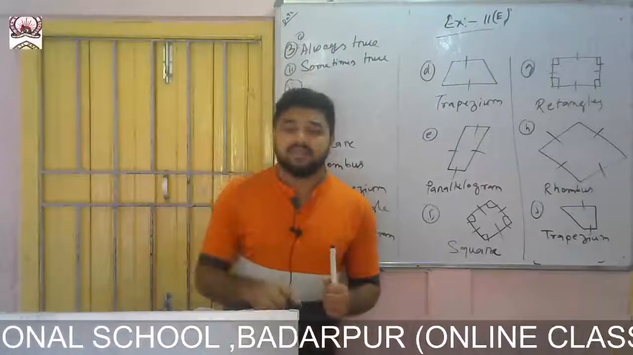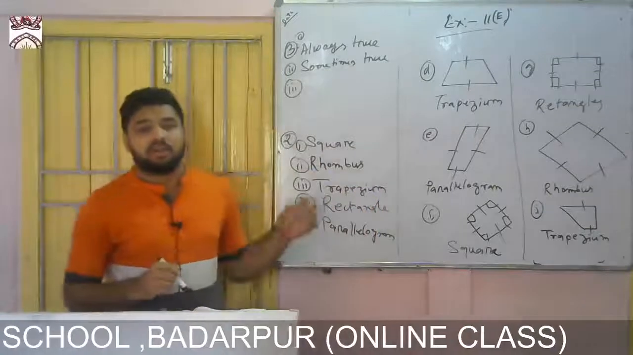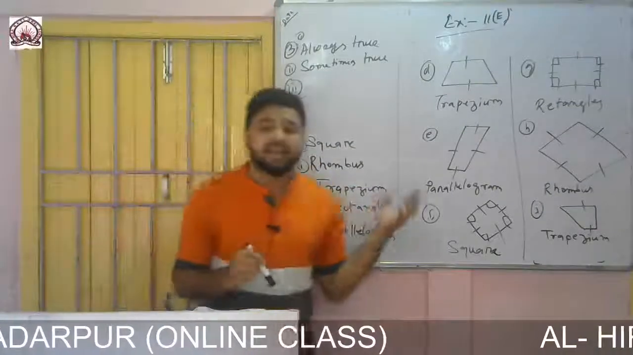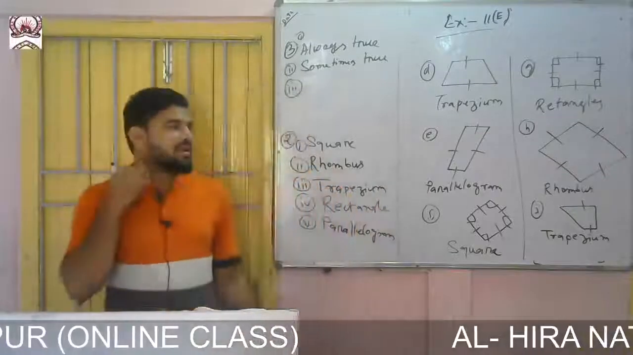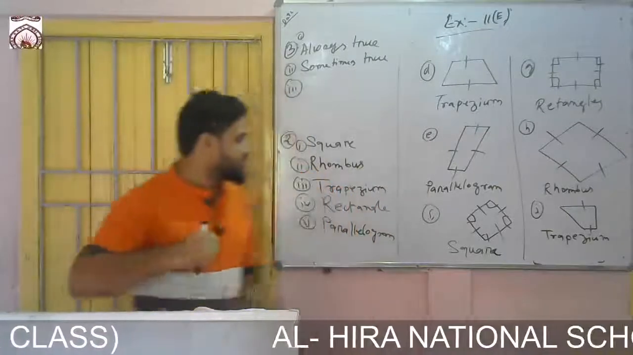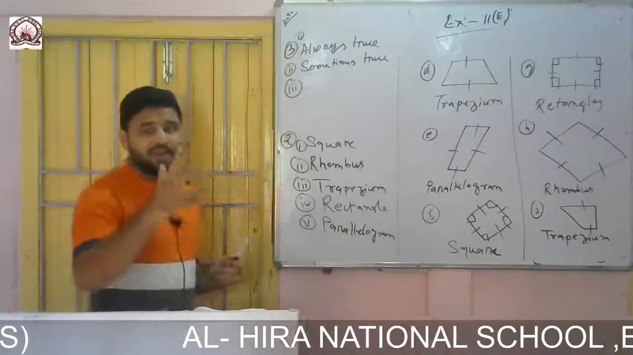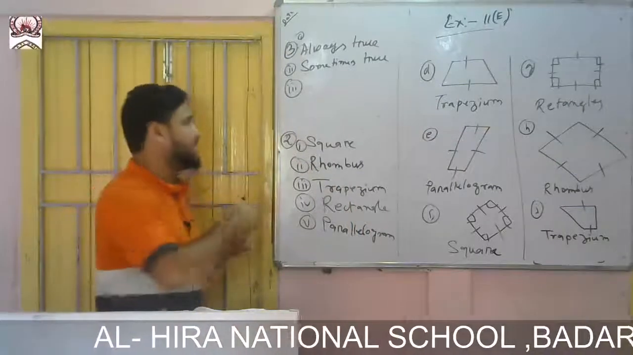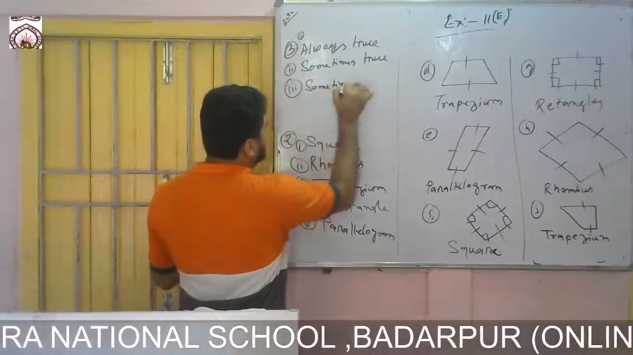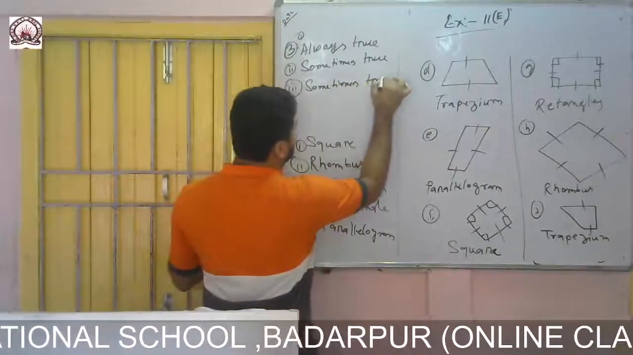But the only difference is that in a square all the adjacent angles are 90 degree. That means each angle is equal. But in a rhombus the angles are not 90 degree. So for that reason, 2 characteristics are matching. So sometimes you can say, sometimes true.